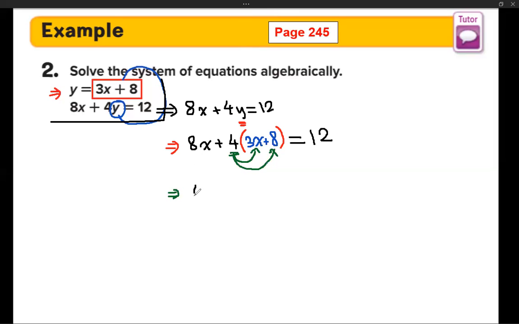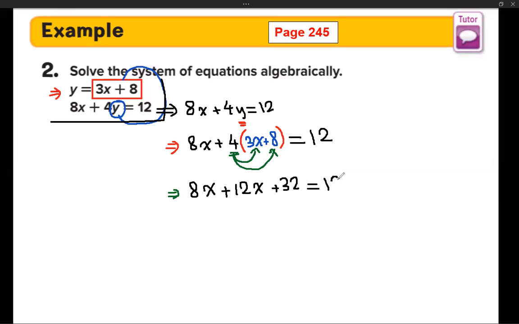8x remains the same, nothing for now we can do. So we write 8x plus 4 times 3x. Multiply the factors together: 4 times 3 is 12, so 12x, plus 4 times 8 is 32. Okay, this is equal to how much?